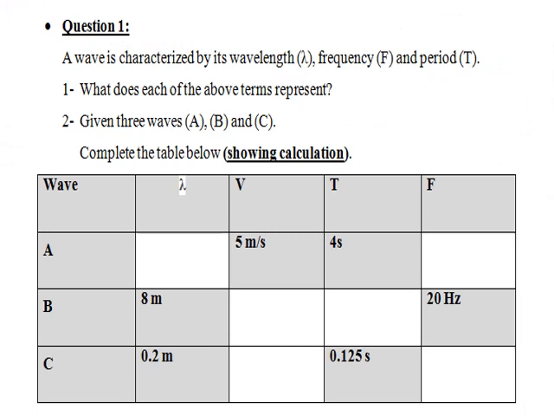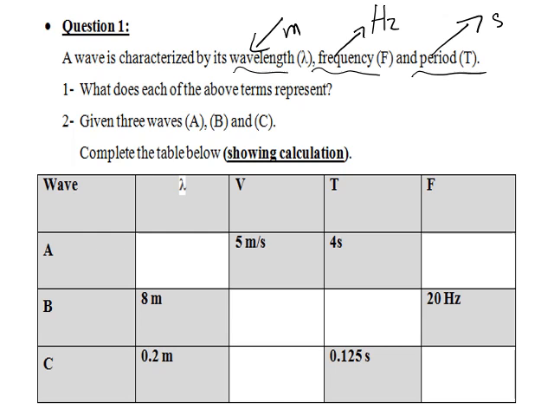Now let's start with the exam review worksheet. Let's start with question number 1. A wave is characterized by its wavelength lambda, frequency f, and period T. You have to know that the unit of the wavelength lambda is meter, the unit of the frequency is hertz, Hz, and the period unit is second, symbol s. So what does each of the above terms represent? What does wavelength represent? What does the frequency represent? And what does the period represent?